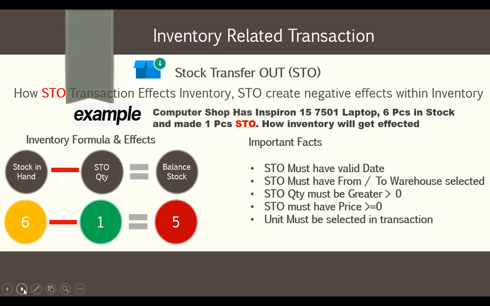Now the important facts are: STO must have a valid date. A stock transfer must have a from warehouse, from which we are taking the material, and a to warehouse, where the material is going. Same, we must have a quantity greater than zero and the price value. And at the end, the unit must be selected.